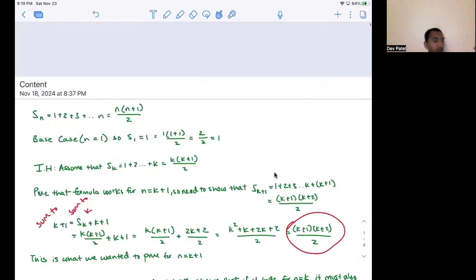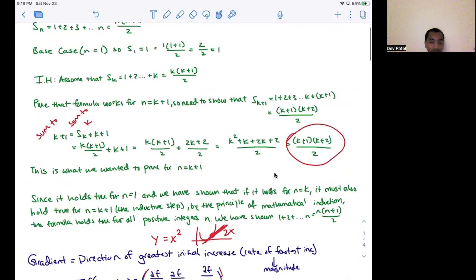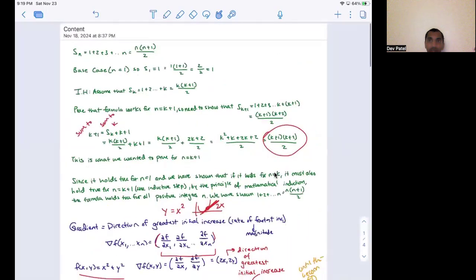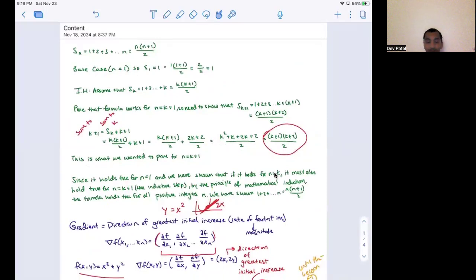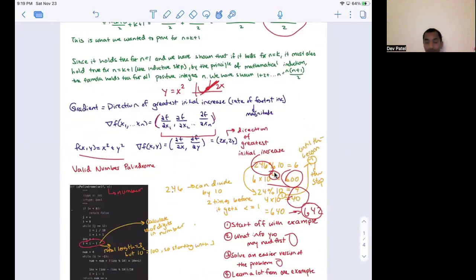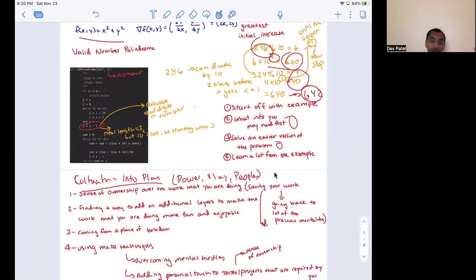So that's all. We talked about induction, the steps of induction. Again, this is a very simple, very basic example. We talked about a review of gradient. We talked about valid number palindrome, and what we can learn from that. We went through the code behind it, how it actually works.